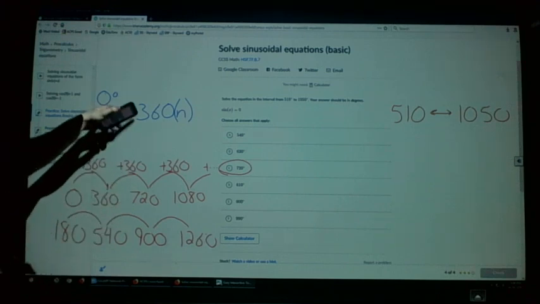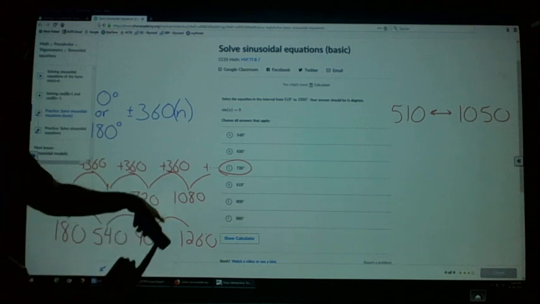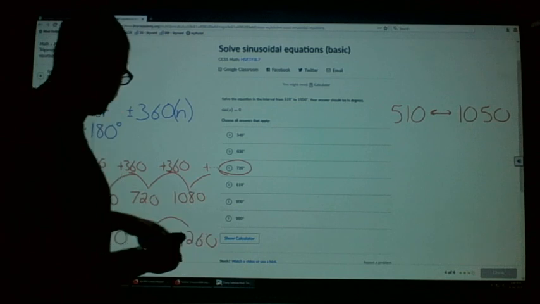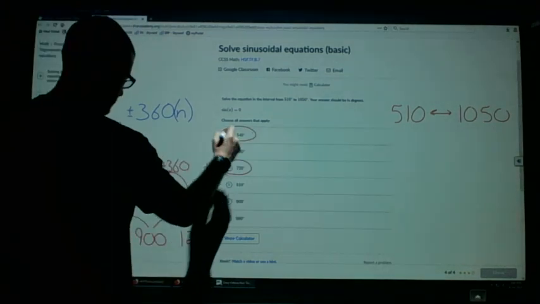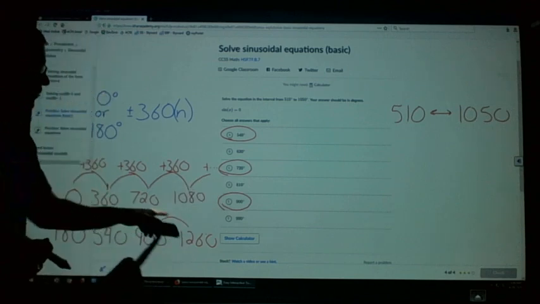And so I can see on these lists, 0 plus 360, plus 360, plus 360, 180, plus 360, plus 360, plus 360. I just need to match it up. So I got 720, 1080. In this one I get 540 and 900. Okay. Everything else is outside.